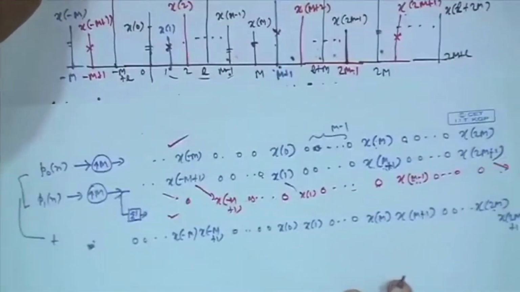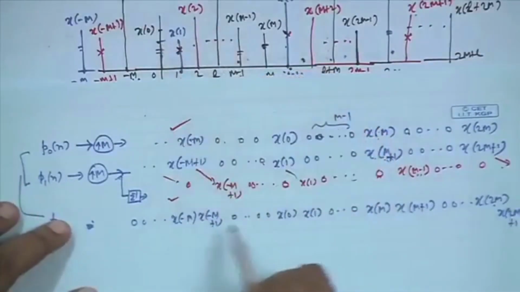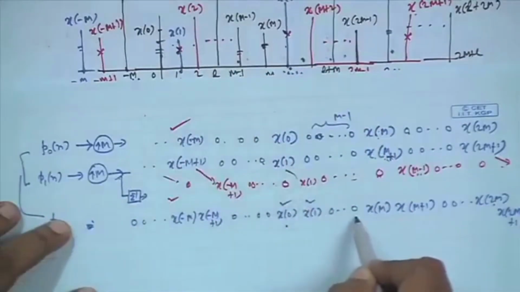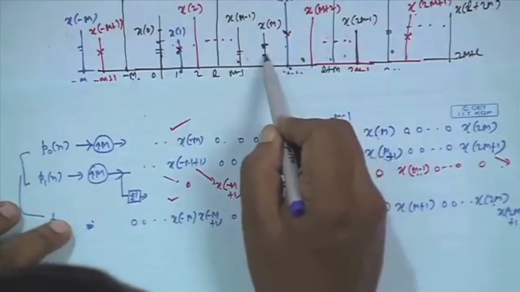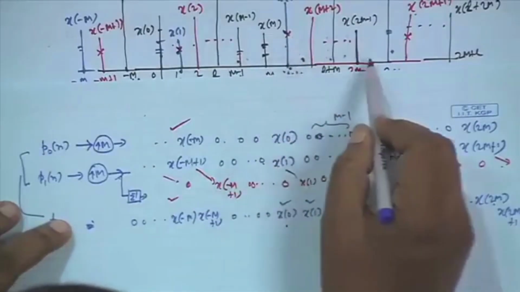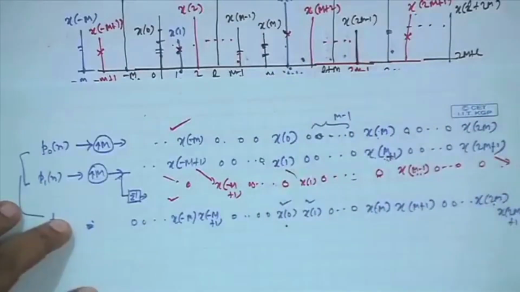So, you see, if you compare, x 0 has come up. X1 has come up, but then we have zeros. Then again Xm has come up. Xm plus 1 has come up, but then again all zeros. Then again X2m, 2m plus 1 have come up. Then again zeros, like that.